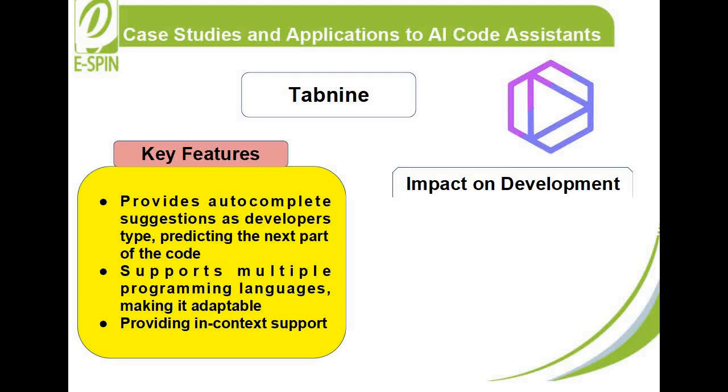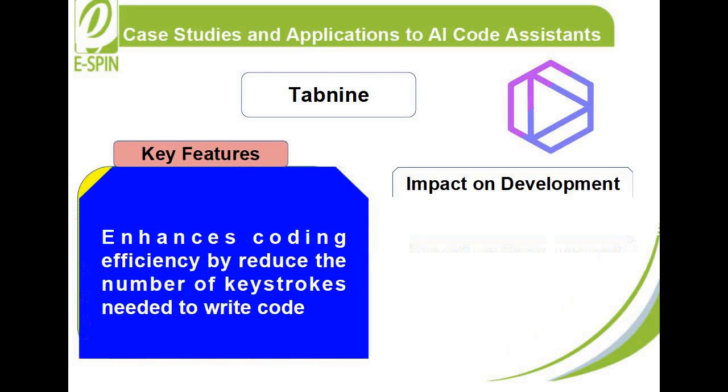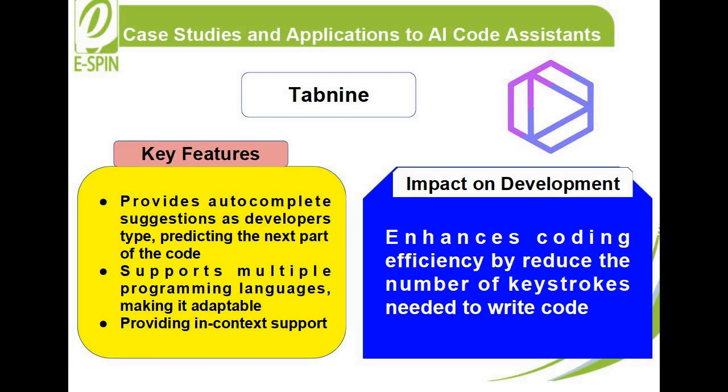Impact on development of Tab 9. Tab 9 enhances coding efficiency by reducing the number of keystrokes needed to write code, allowing developers to focus on solving more complex problems. Its adaptability across different languages and environments makes it a valuable tool for diverse development teams.